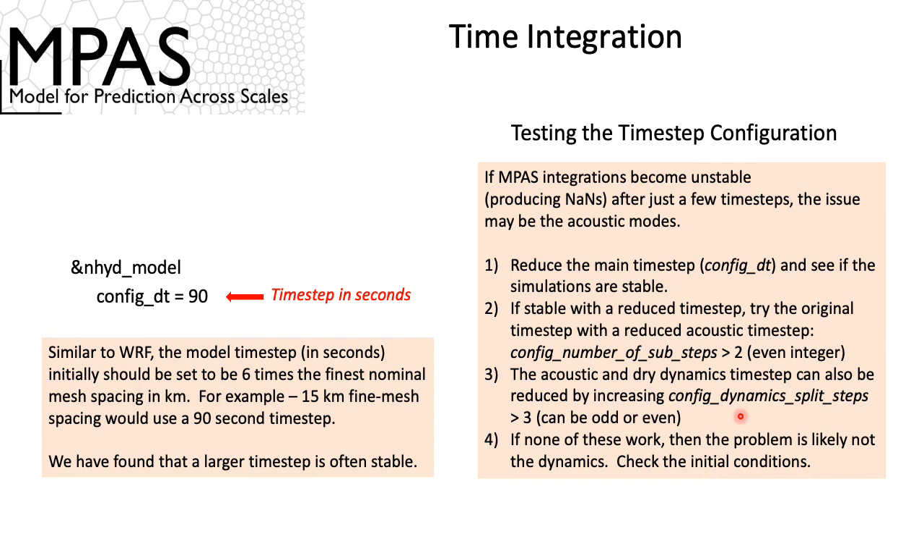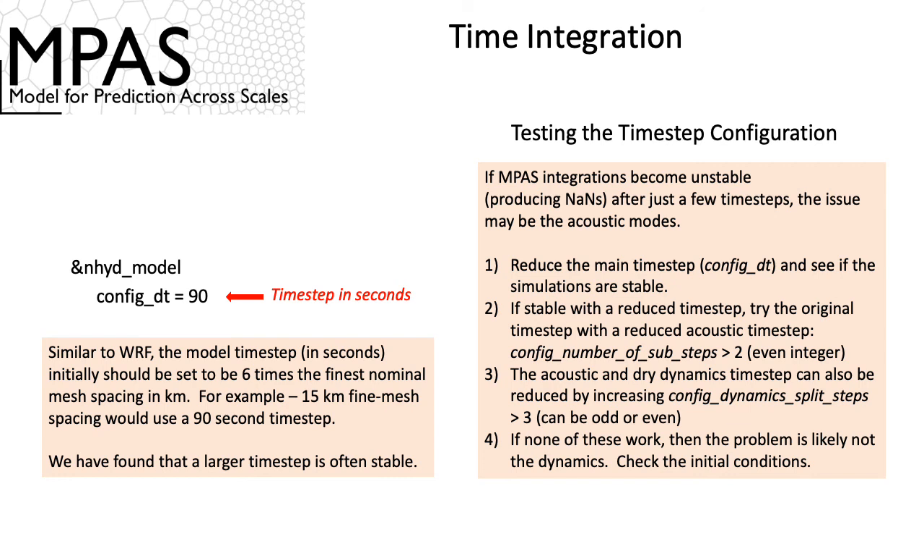You can also change the number of dynamic steps per scalar time step in the split scheme. Right now it's set to 3. You can make it larger than 3. You can actually make it smaller than 3, which would make the acoustic steps bigger, holding everything else constant. But if you make it, for example, 4, everything scales, so the acoustic steps will be smaller. So you can test that to see if making it larger gives you stability.